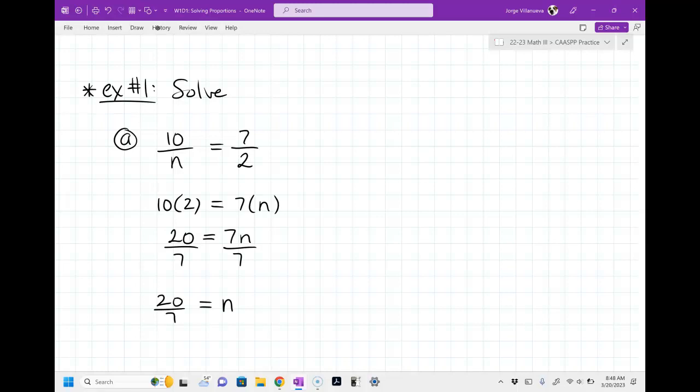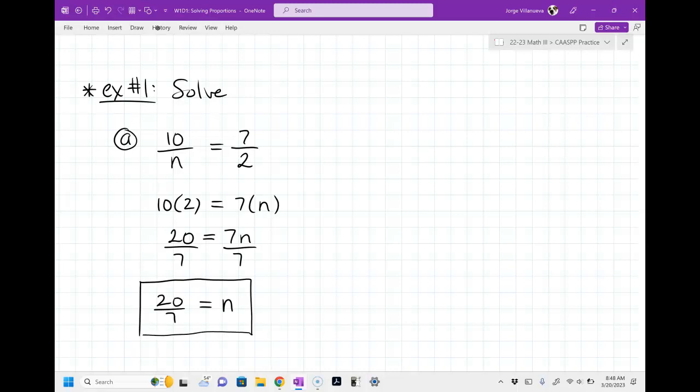Notice I can't reduce that, so I'm just going to leave it like that. I'm not going to figure out what that would be. Remainder 6, so it's going to be 2 remainder, or 2 and 6/7. So you can write that if you want to. You can divide it out if you want to. But I just leave it as a fraction. Just easier, right? Reduce as much as you can and then leave it alone. Okay, so that would be one example.